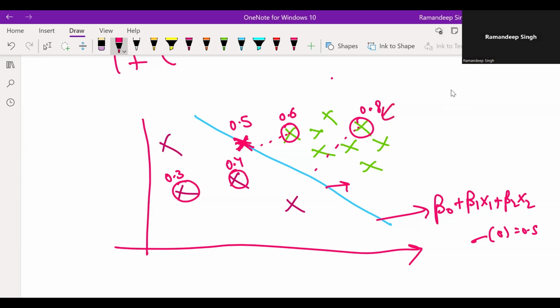But when we talk about this point, as it is very far from the classification line, we can be very, very sure that yes, it is a green point, right? We are 80% sure here that it is a green point. When we come a little bit nearer to the line, we can say that we are only 60% sure that it is a green point.